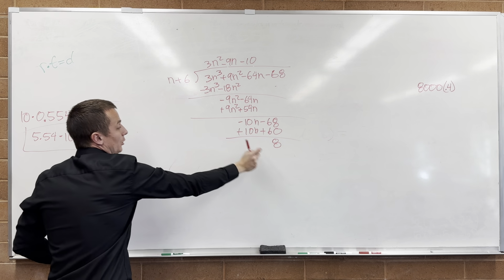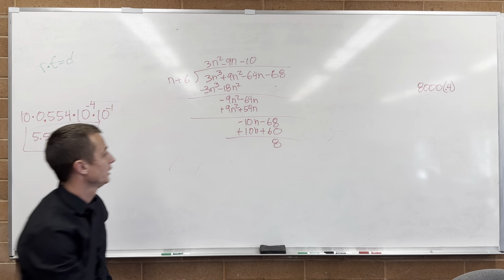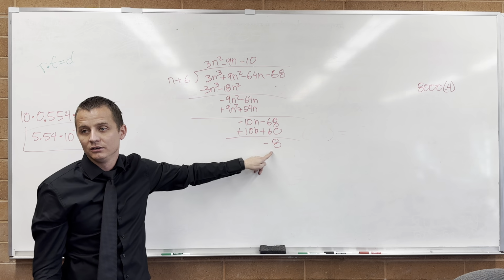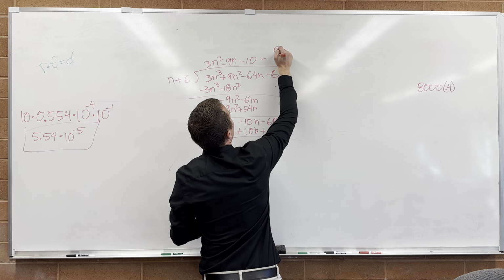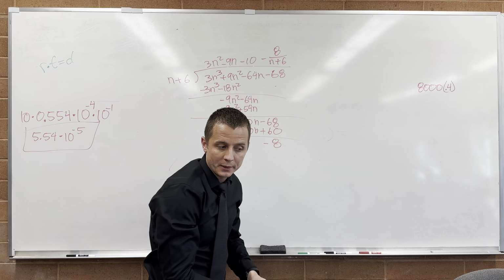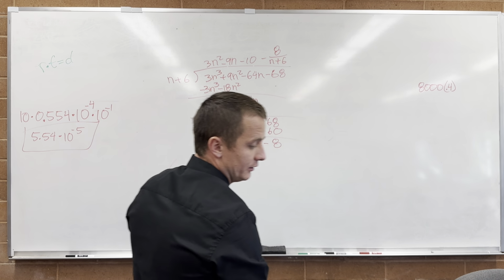How many times does n go into negative 8? Doesn't. That's our remainder. So then this is going to be minus 8 over whatever we were dividing by, n plus 6. Good? All right, simplify.